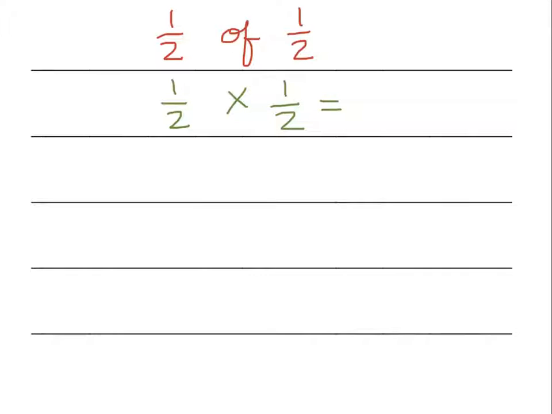Now, when you multiply fractions, you need to remember you're going to multiply across the top and you multiply across the bottom. It is different from addition. Addition, you do top only with the bottom staying the same. When you multiply, you have to multiply across the top and then you multiply across to the bottom. So I would say 1 times 1 equals 1. 2 times 2 equals 4. Now, I don't have an improper fraction, so I am fine with my answer being 1/4.